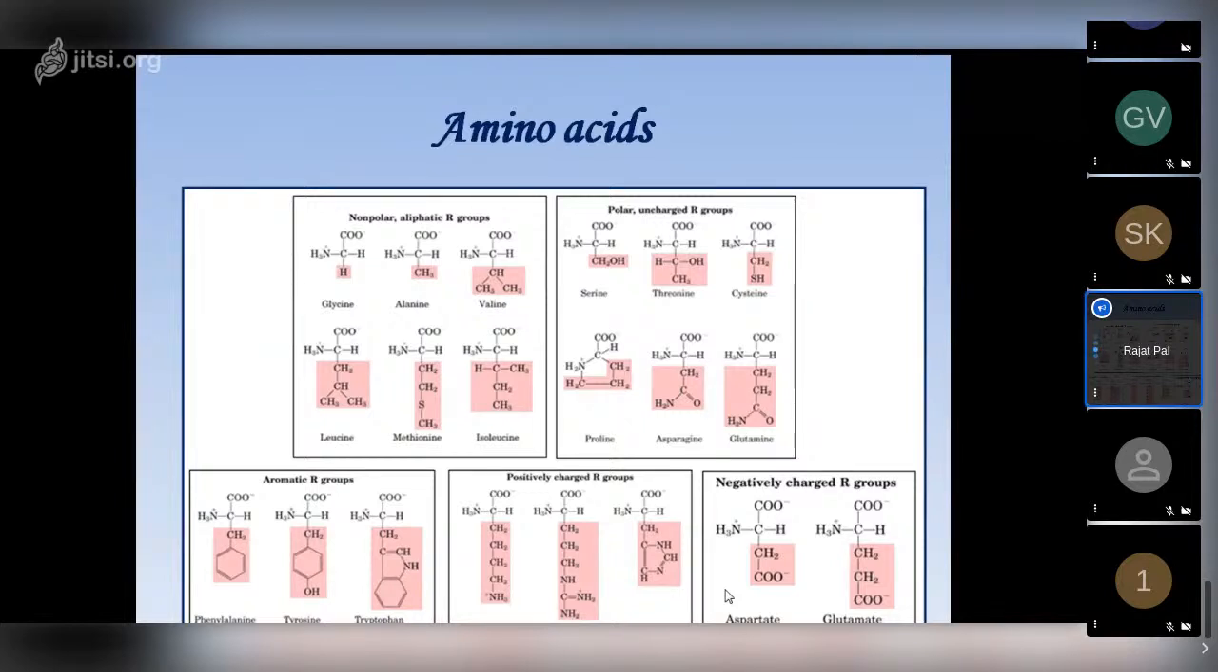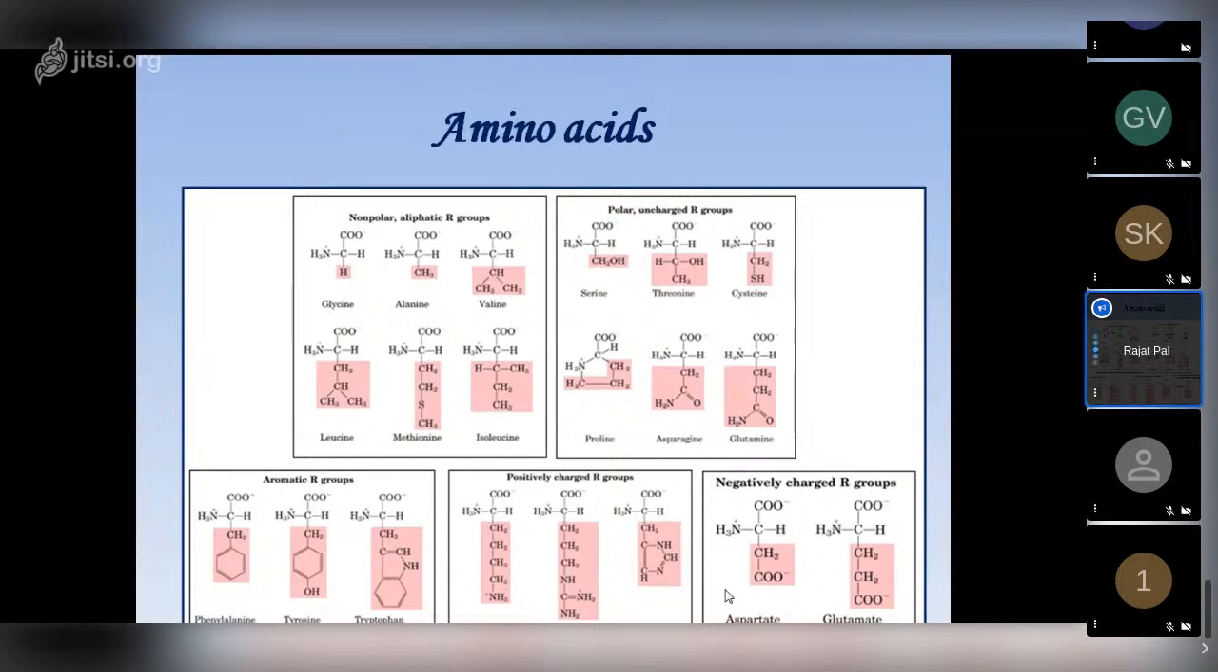This I have taken from a book, but when I teach my students, I usually tell them how to remember these 20 amino acids very easily, the names as well as their structures. Five amino acids are very simple, which can be said very quickly at the very beginning of the list: glycine, alanine, valine, leucine, and isoleucine. These five are the very simple amino acids.